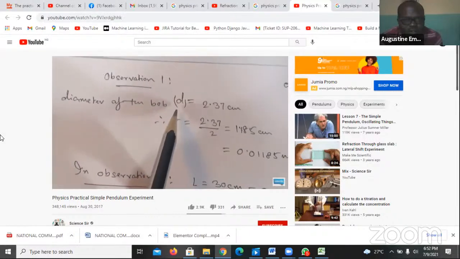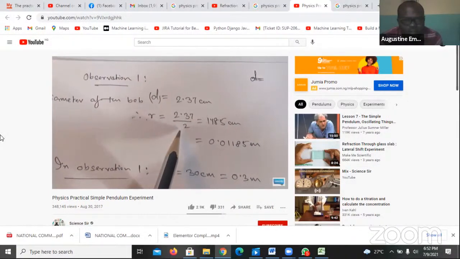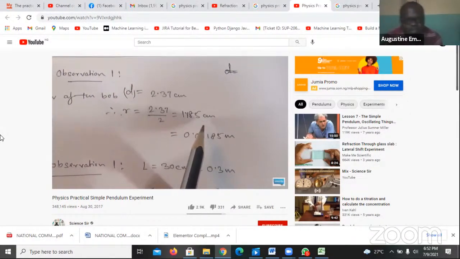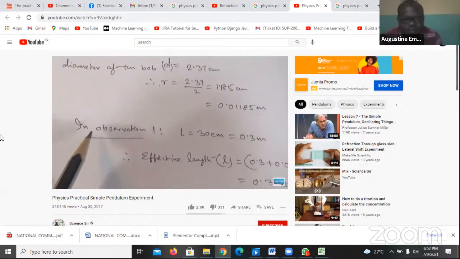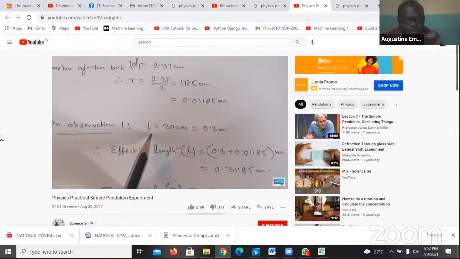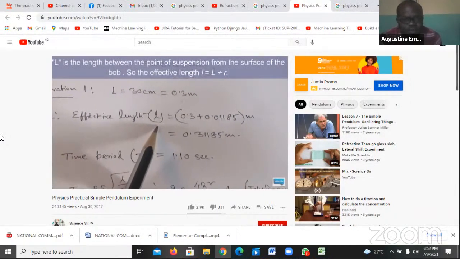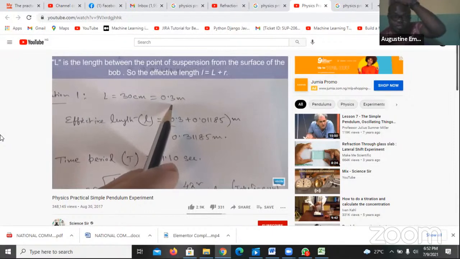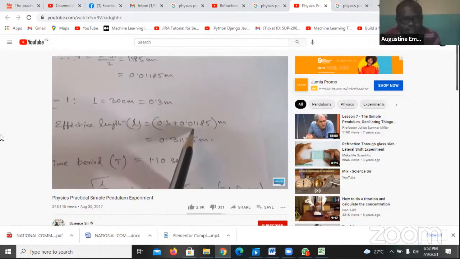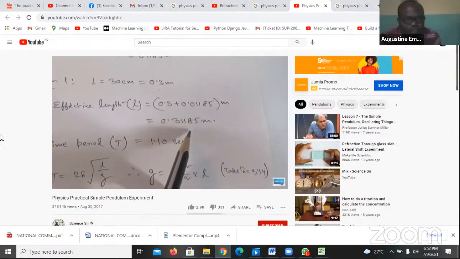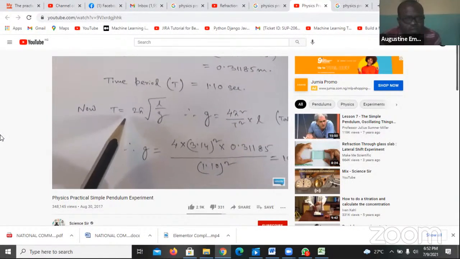This is how you lay out your reading. Diameter of the bulb, you got it from the vernier caliper, and diameter over 2 is the radius. Next one is in millimeters. Second observation. For the first observation, the length is 0.3. Effective length, which is the length plus the radius, is 0.313. And the time taken to do 20 oscillations is 1.1.